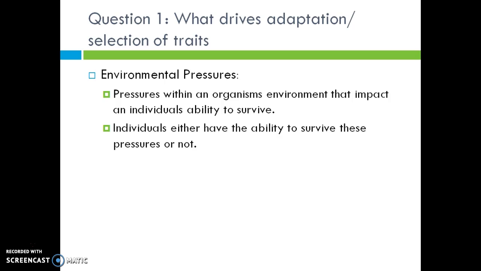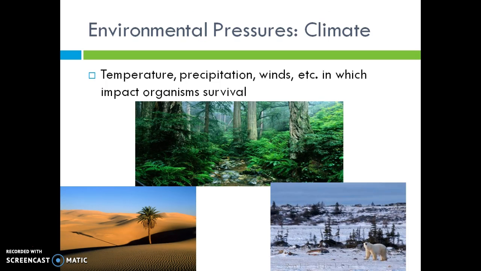So the organism that is the individual that is able to survive, they pass on the traits, those traits become more prevalent. Some examples of environmental pressures, so you guys understand what environmental pressures are, would be like climate. Three different biomes that we're looking at here. We have a desert biome, we have a rainforest biome, and we have a tundra. They all have different temperatures, precipitation, winds, and many other factors that the organisms that live there have to survive.